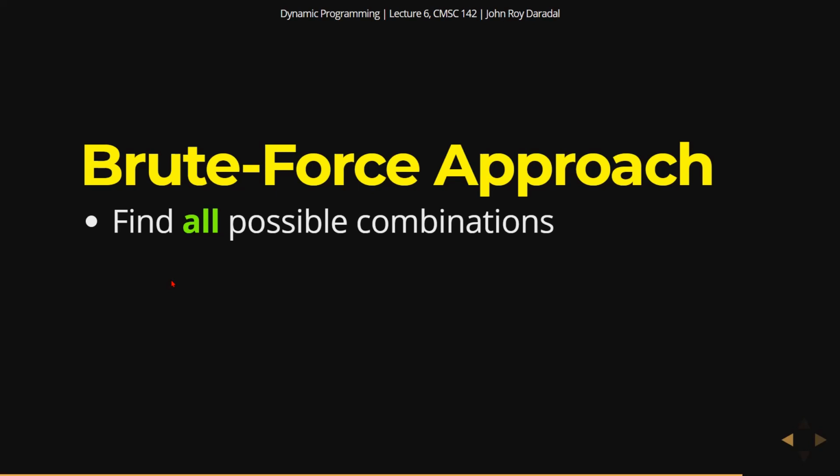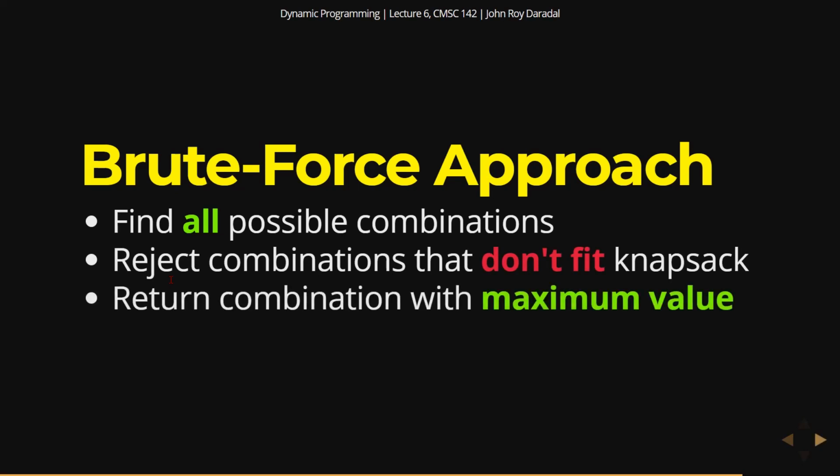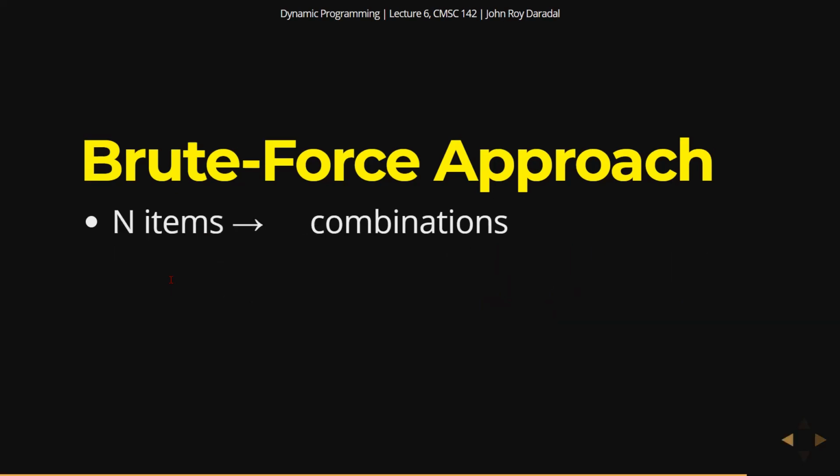So this time, let's go to the other version, which is 0/1 knapsack. For 0/1 knapsack, for the brute force approach, we'll do the same thing. We'll find all possible combinations, and we'll reject the combinations that don't fit the knapsack, and we'll just return the combination with maximum value, right? But this time, how many possible combinations are there if we only have the 0/1 version? We only have one copy of each item. So if there are n items, remember that there are 2 raised to n possible combinations, right, from your ComSci 57.